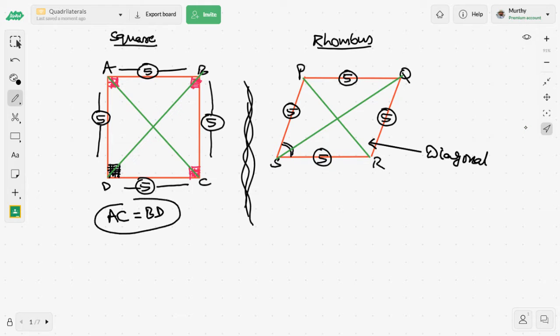That means diagonals are equal in length in a square, and in a rhombus, PR and QS, you see that one is short and one is long. They are not equal. So the diagonals of a rhombus are not equal. What is the same: in a square all four sides are equal, and in a rhombus all four sides are equal. The differences: in a square all four corners are at 90 degrees, in a rhombus they are not. And the second difference is that in a square the diagonals are equal in measure, but in a rhombus the diagonals are not equal.